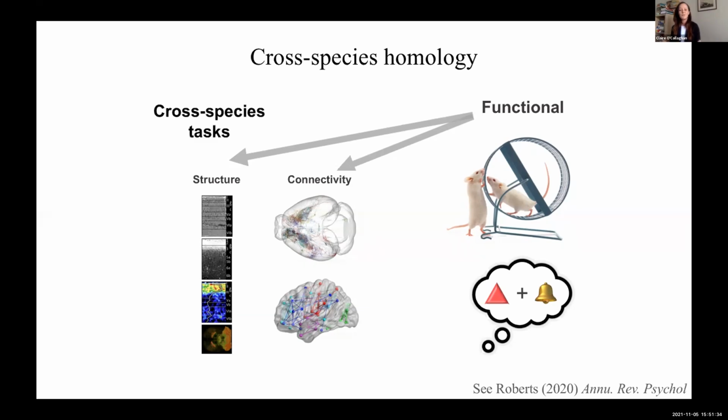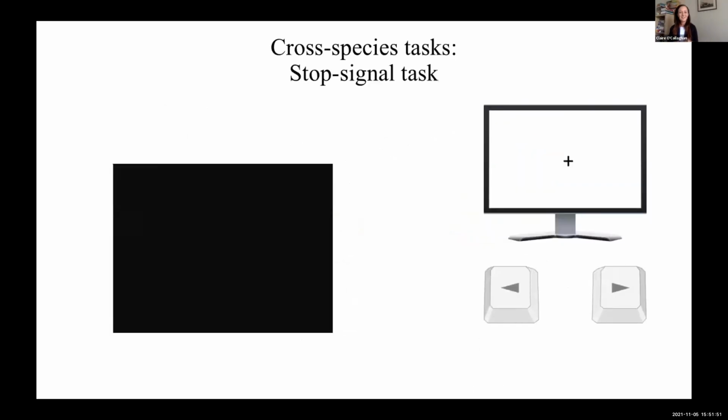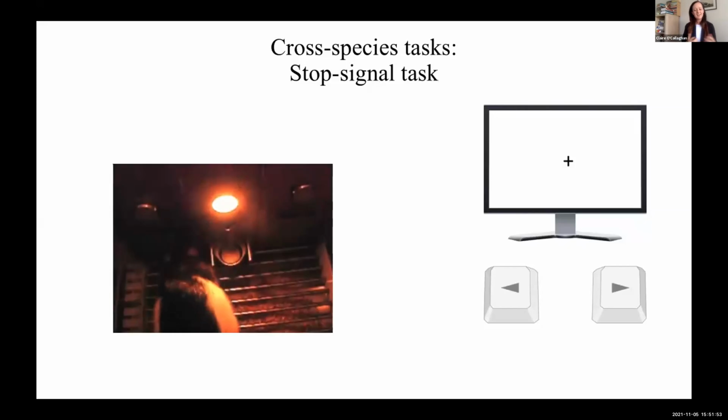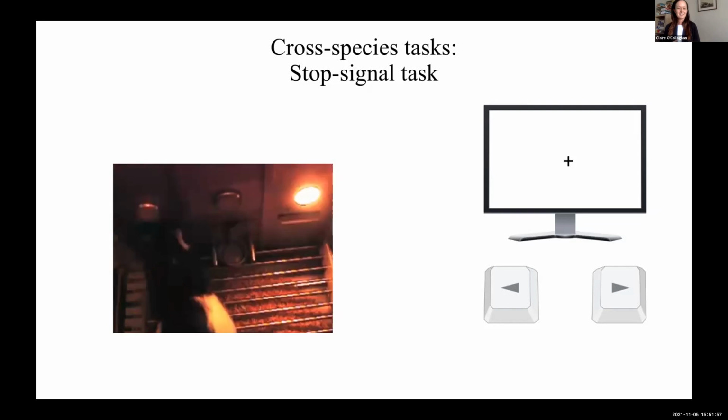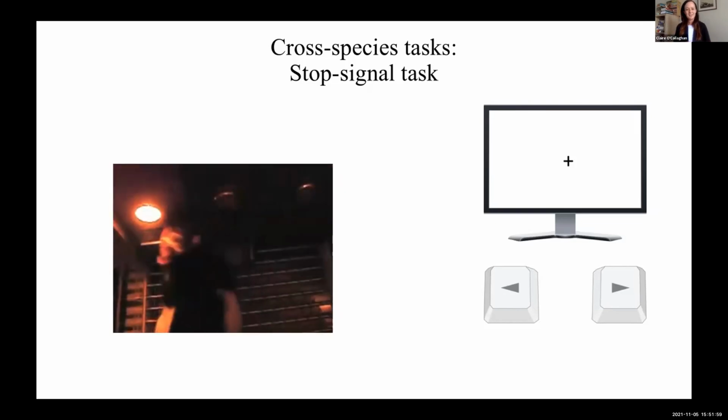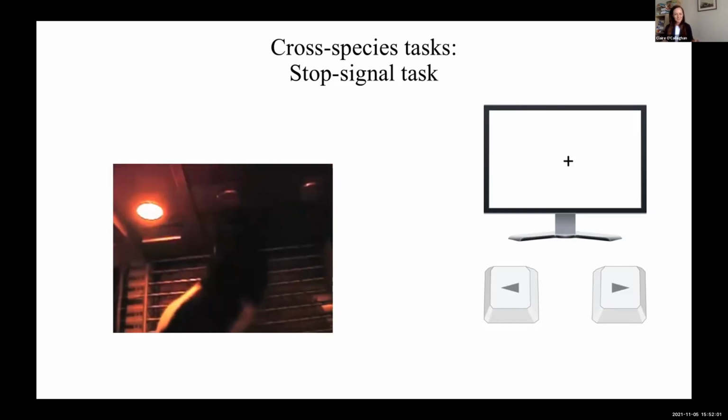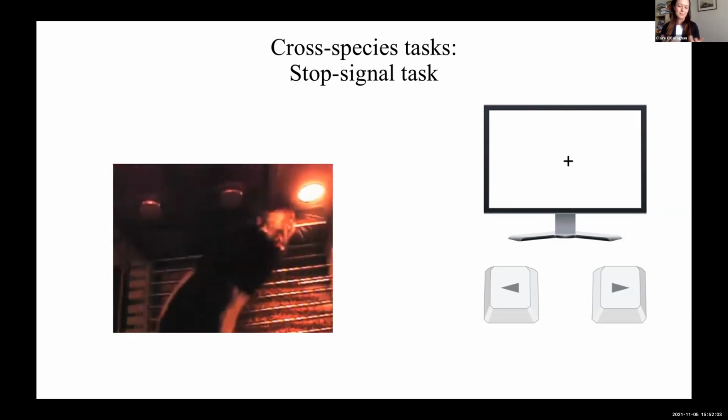Now, one really cool tool that allows us to do this is the notion of cross-species tasks. So that's the idea of a task that measures a behavior that we can deploy across species. So whether it be rodents, monkeys, or humans, for example. Now, one example of this kind of task is the stop signal task. So you can see there on the left side of the screen, a rat is diligently doing the stop signal task. And of course, the human version is much more boring.